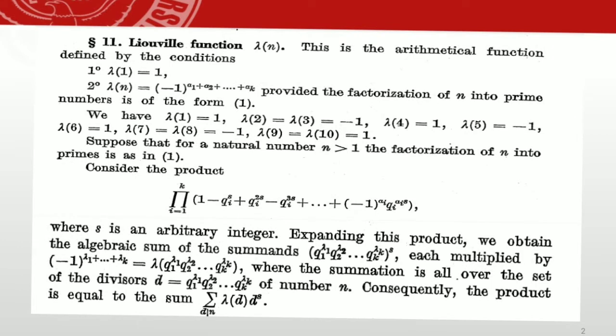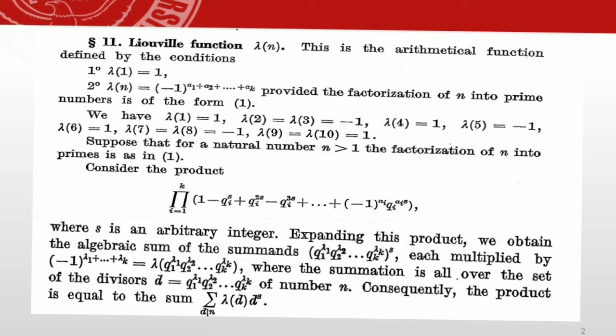Liouville function. This is the arithmetical function defined by the conditions, provided the factorization of n into prime numbers is of the form (1). We have λ(1) equal to 1, λ(2) equal to λ(3) equal to negative 1, and λ(4) equal to 1, λ(5) equal to negative 1, λ(6) equal to 1, λ(7) equal to negative 1, λ(8) equal to negative 1, and λ(9) equal to 1, λ(10) equal to 1.